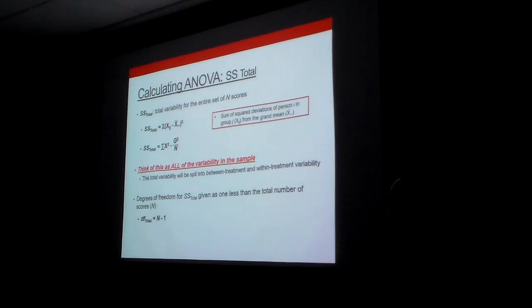So degrees of freedom for our sum of squares total is going to be calculated as 1 less than the total number of scores. So degrees of freedom total is just going to be our total sample size minus 1.